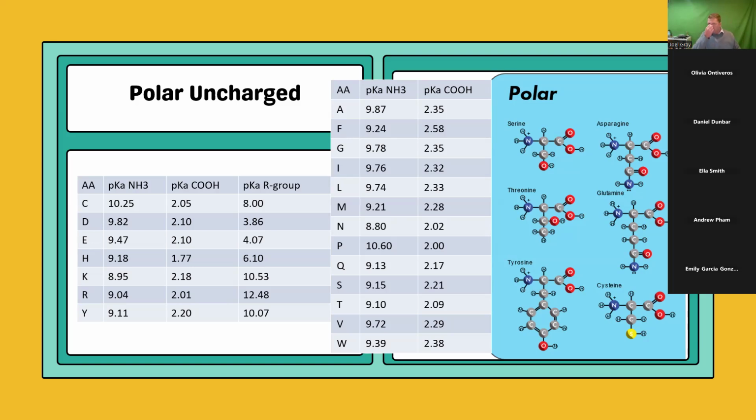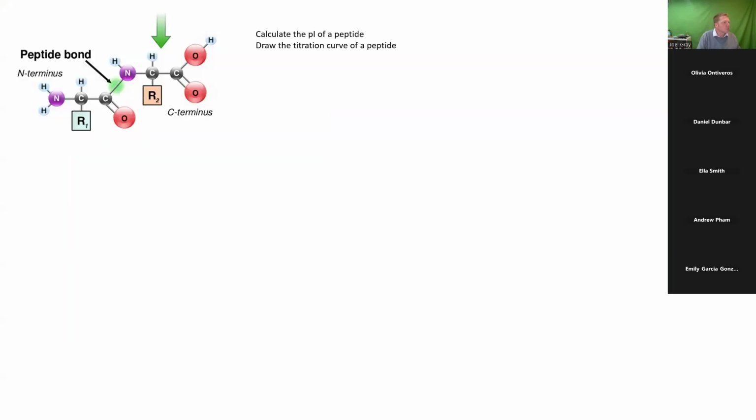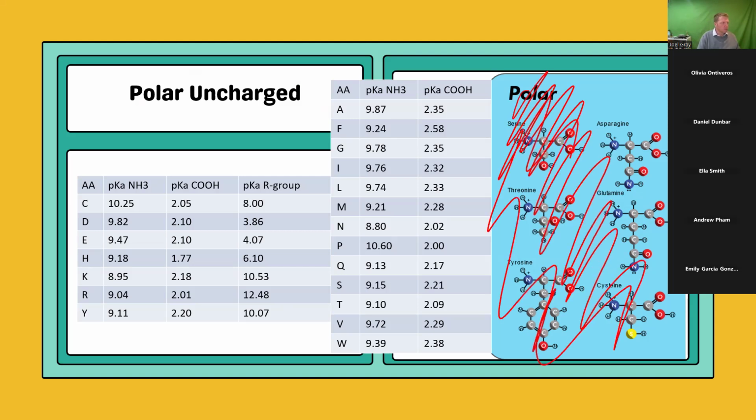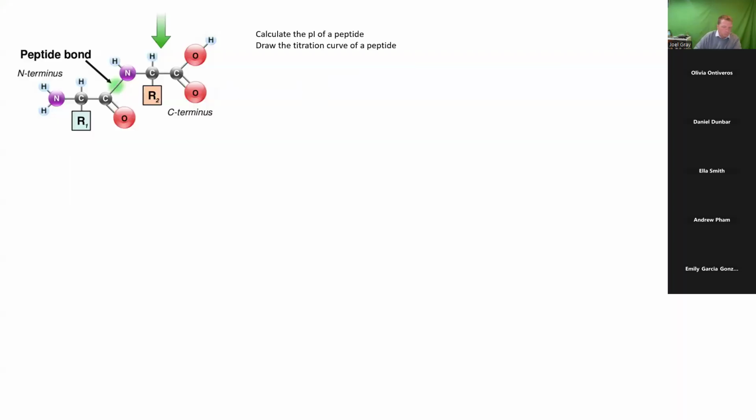Okay, so this slide right here is a really good one. I would go ahead and just temporarily think about these two tables. You don't have to commit those numbers to memory, but they are important numbers for you to make sense of. Now, one of the things that I've said before and I will say again is that every single amino acid has two major functional groups.